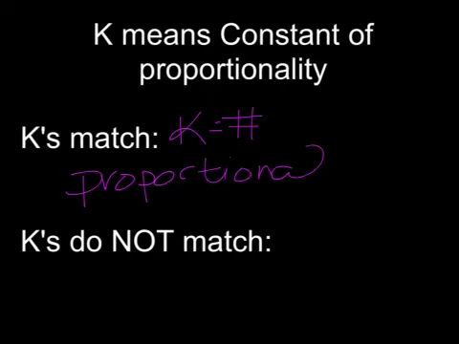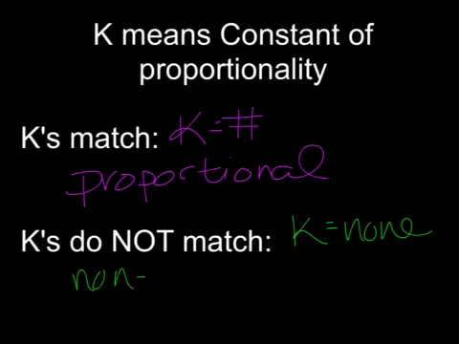Remember, I'm looking for both the constant of proportionality and for you to tell me it's proportional. But what if my k does not match? That just means that we don't have a k. So you would write k equals none. And when I do not have a constant of proportionality, that tells me that it is non-proportional. And you are going to have to write both of those.